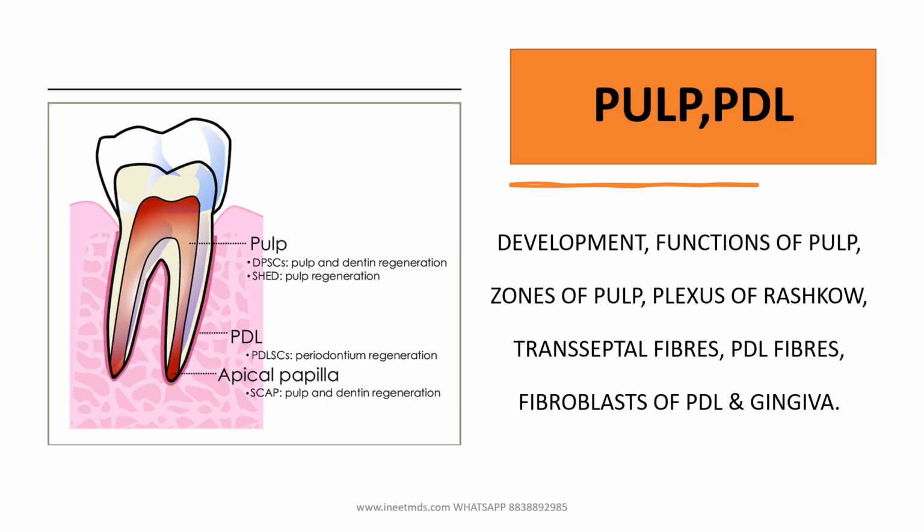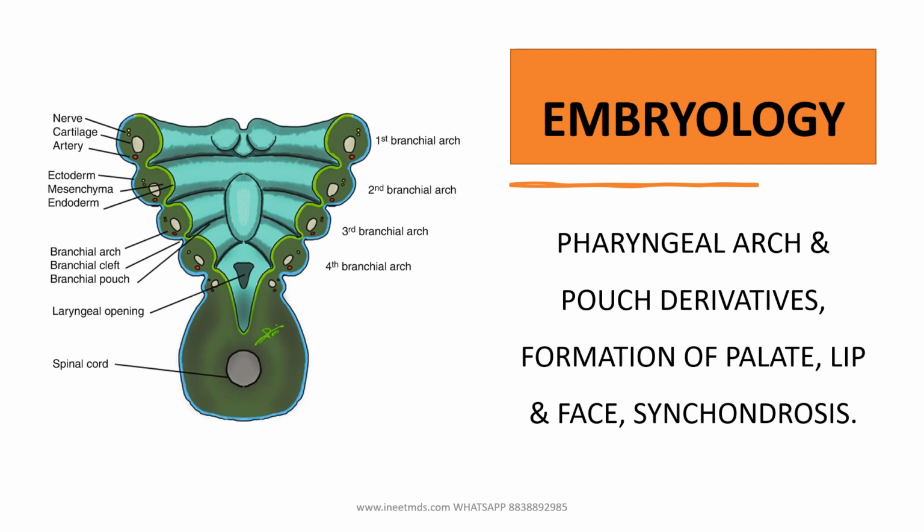Next topic is pulp and periodontal ligament. So under that you should know the development of pulp and periodontal ligament, functions of pulp, zones of pulp, and in which zone the plexus of Raschkow is present, what is a transseptal fiber, the fibers of periodontal ligament, fibroblasts of PDL and gingiva, what is the difference between both.